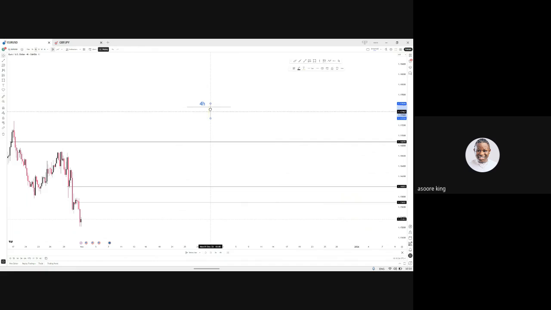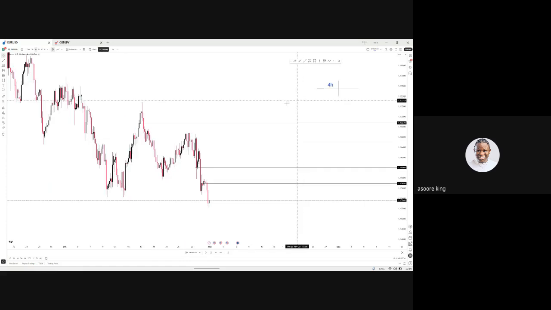You don't know how deep it will go. It may even go above your zone before the pullback starts. You don't know how deep it will go, so you have to wait for that pullback. You understand? You have to wait for that pullback.